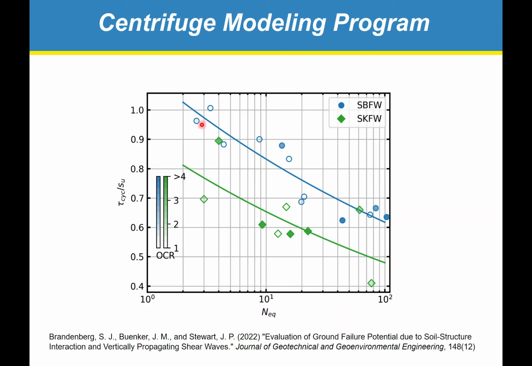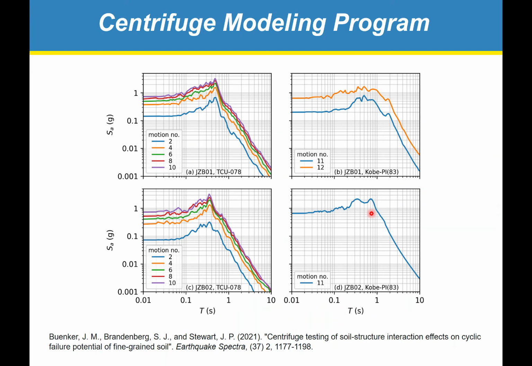So first we did some cyclic strength testing of our soils, and we came up with a relationship for the tau cyclic over SU versus number of cycles. We used a bentonite freshwater blend and a kaolinite freshwater blend, and the kaolinite one is what we used in the second model. The bentonite one was in the first model. So this is the curve that we'll be talking about today.